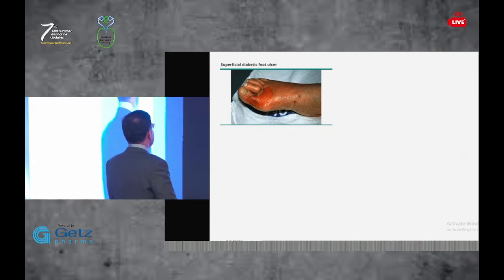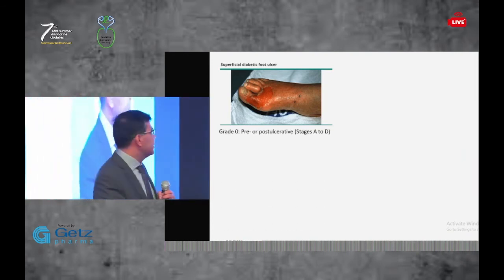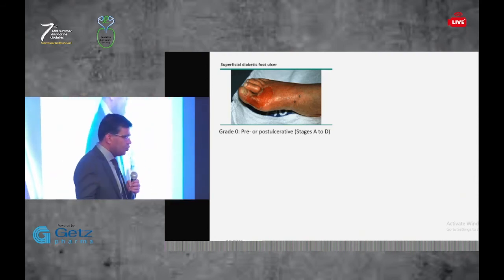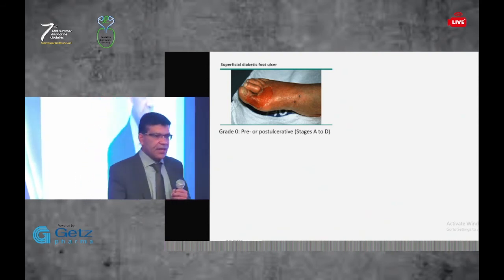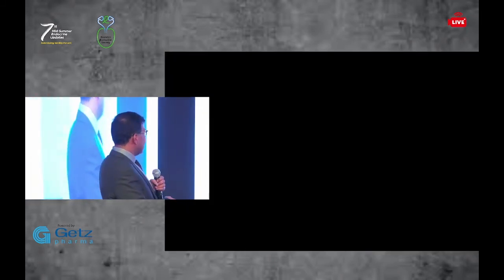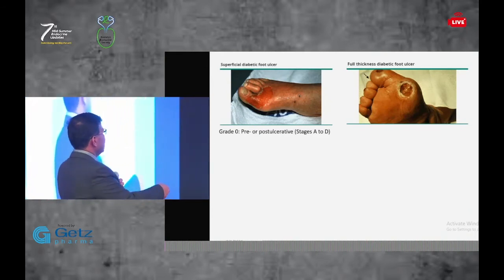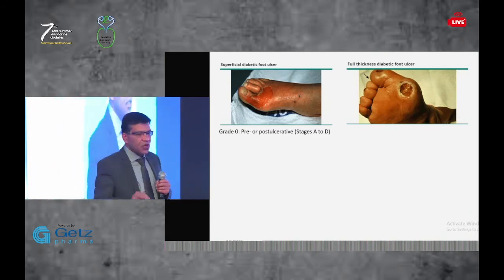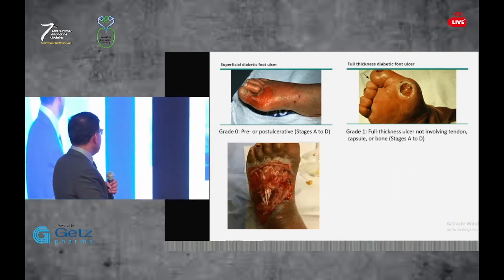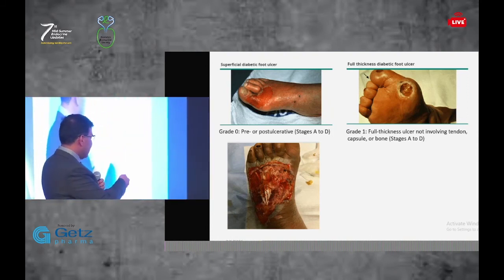So this is grade 1 with the complete epithelialization of the wound. It could be stage A, and A to D depends on the presence of ischemia or infection. This is a full thickness wound, which is a similar picture to the one in our previous slide. It is a deep wound, but it is not penetrating to the capsule and muscles. Grade 3, that is, it is now going to the capsule.